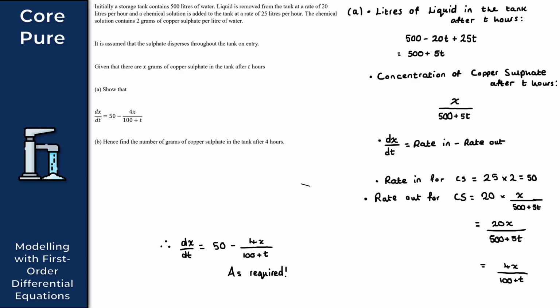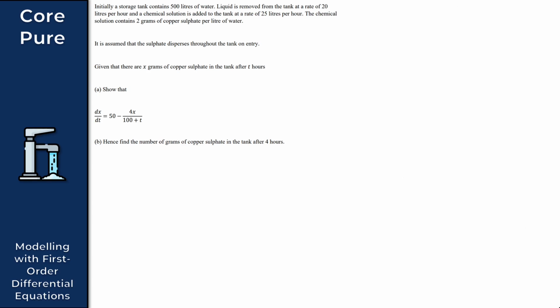Now, as you can see, we have already taken up the full screen just to answer part A. So clearly what I'm going to need to do is quickly pause the video, clear the screen, and then we can have a go at answering part B. Part B says, hence find the number of grams of copper sulfate in the tank after 4 hours. So all we need to do is solve this differential equation and obtain our general solution, then substitute t equals 4 into the general solution to find the number of grams of copper sulfate in the tank after 4 hours.